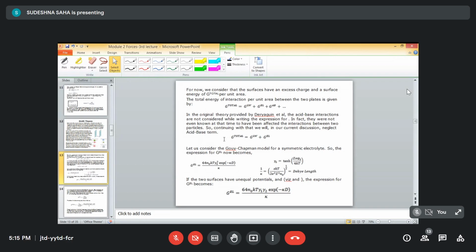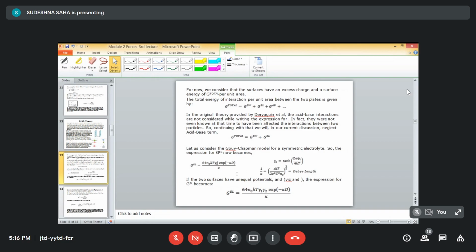Now, if we consider the Gouy-Chapman model for a symmetric electrolyte, then G EL will become 64 n naught kT gamma naught square exponential of minus kappa d divided by kappa, where gamma naught is tanh of z e psi naught divided by 4 kT, and 1 by kappa, that is kappa inverse, will be the square root of epsilon kT divided by 2 e square z square n naught. That gives you the Debye length.